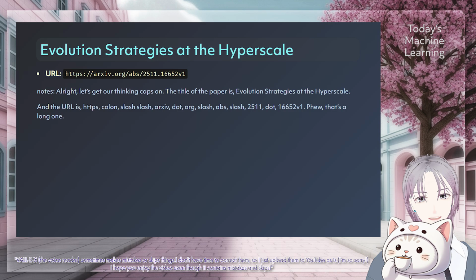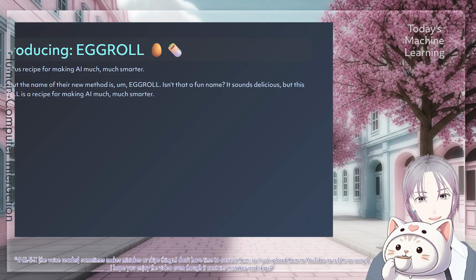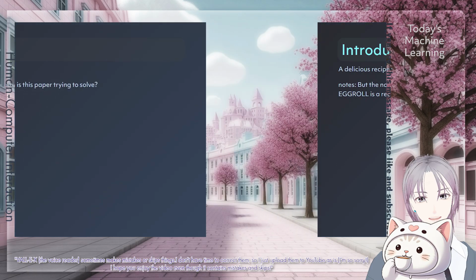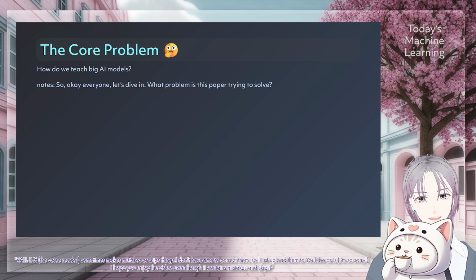The title of the paper is Evolution Strategies at the Hyperscale, and the URL is arxiv.org/abs/2511.16652. Phew, that's a long one. But the name of their new method is EGGROLL. Isn't that a fun name? That sounds delicious. But this EGGROLL is a recipe for making AI much smarter. So okay everyone, let's dive in.